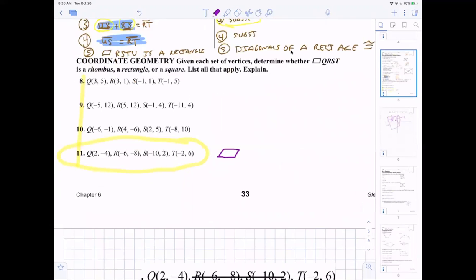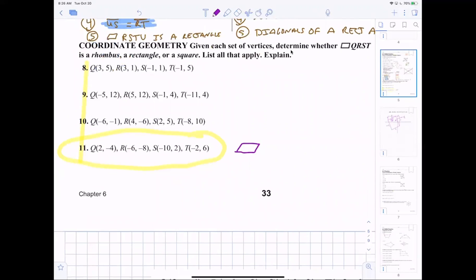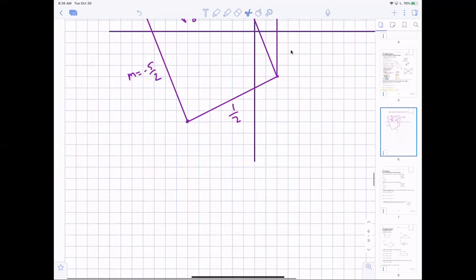All right, we're gonna do another one, sorry. Yeah, I know. So it's telling you it's a parallelogram. All right, so let's do number 10. Hopefully that'll be better. Let's do number 10.